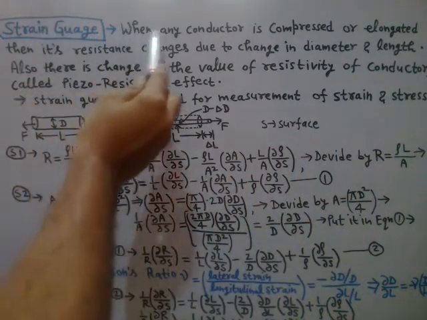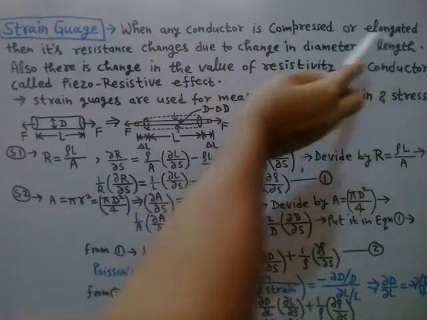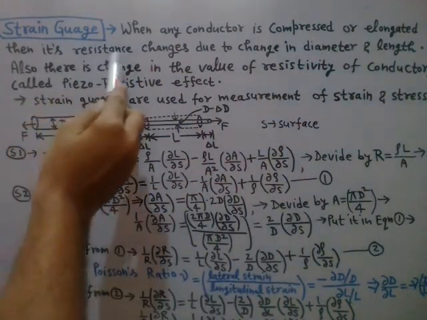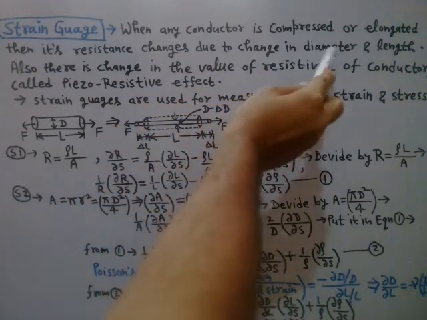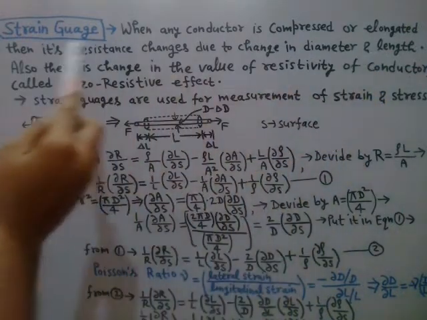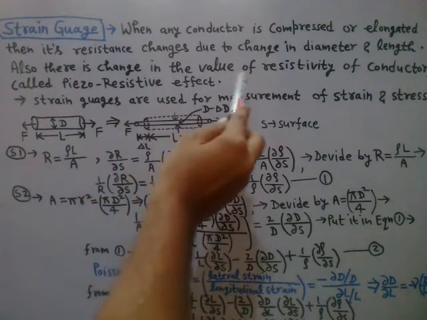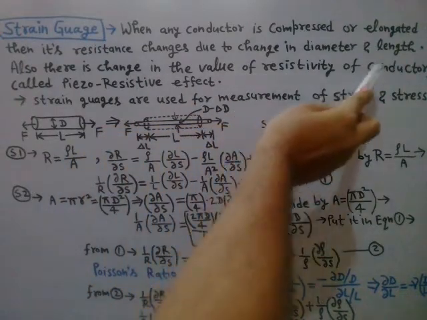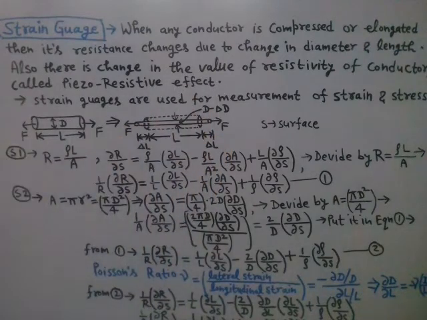When any conductor is compressed or elongated, then its resistance changes due to the change in its diameter and length. Also, there is a change in the value of resistivity of the conductor, which is called the piezoresistive effect.